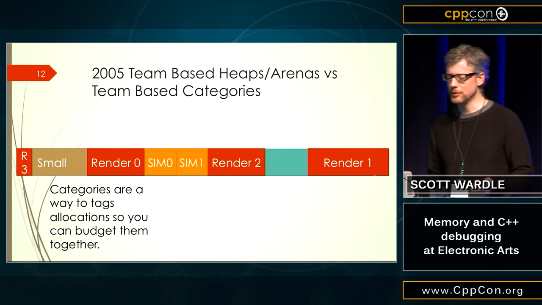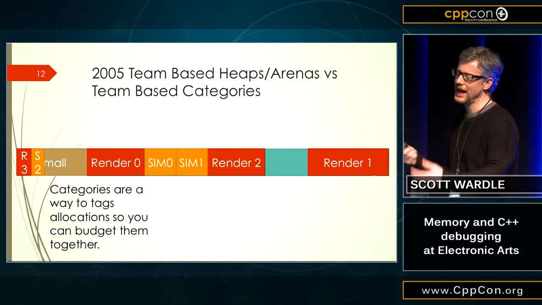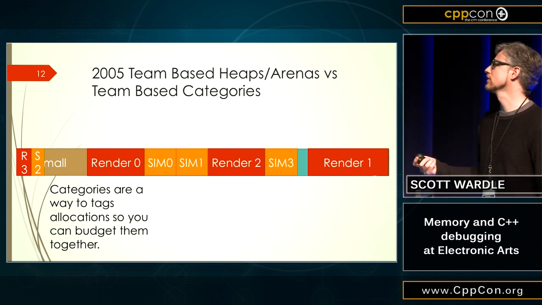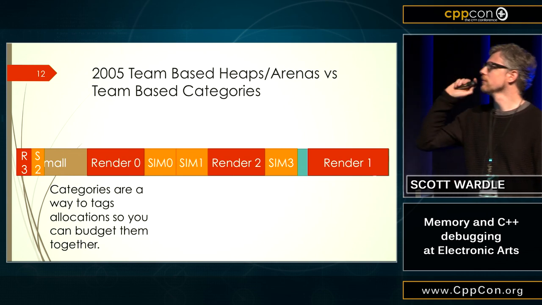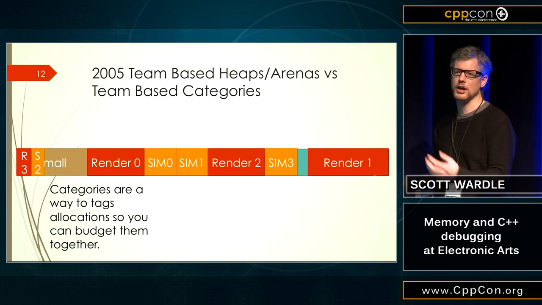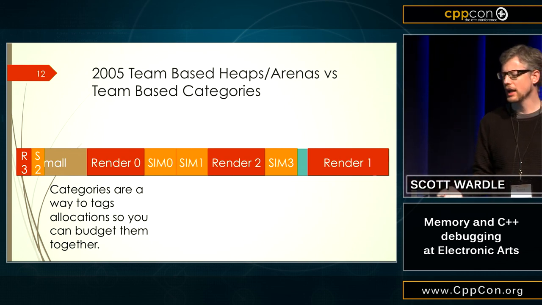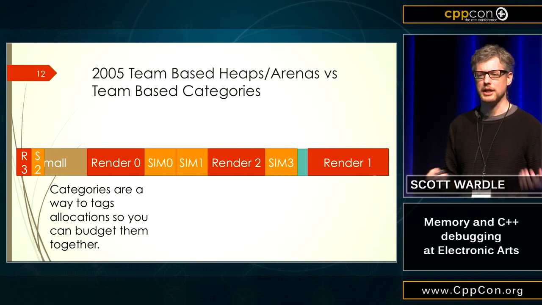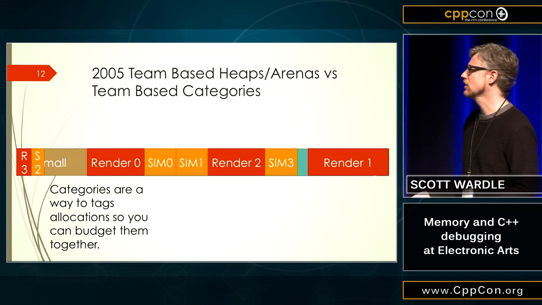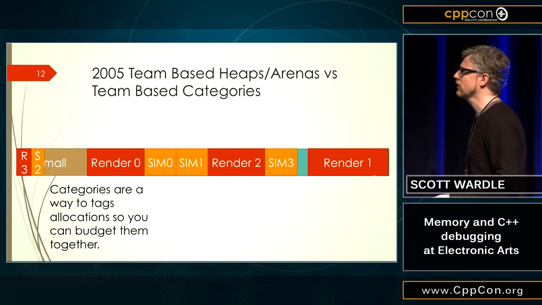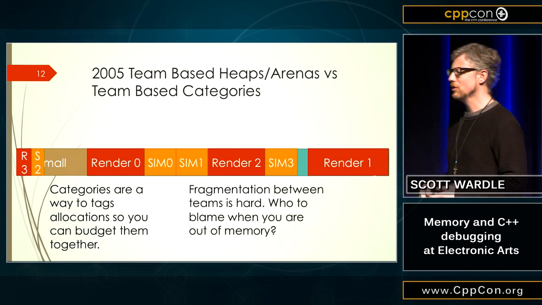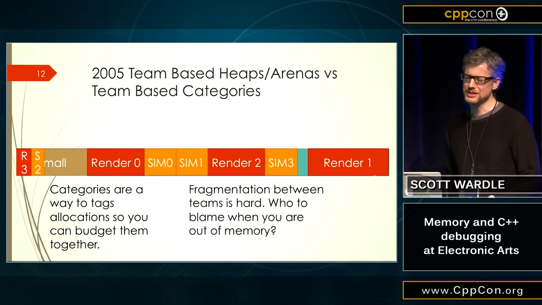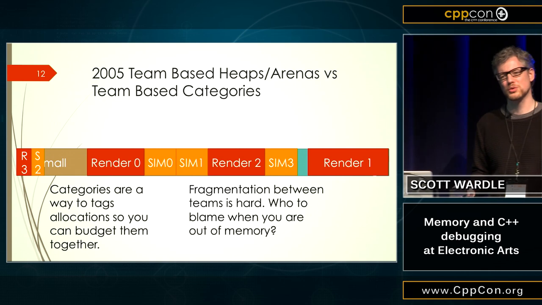If you were on a smaller team, you'd probably do something like this and just tag the allocations based on categories. And you can just count up the orange blocks and count up the red blocks. And you could see how much memory was being taken up and set budgets based on that. And that's a really good thing to do. But you're going to have things like fragmentation. And fragmentation is hard. Like, who's at fault?